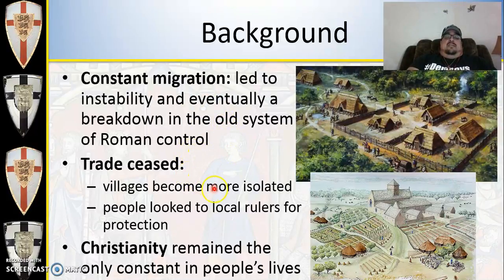Trade ceased. Villages became more isolated, so a lot of villages didn't trade with the main part of Rome. People looked for local rulers for protection. That's where the warlords came in. And Christianity remained the only constant in people's lives. So even with Rome going down and falling as an empire, we still saw religion remaining that constant for people. People still looked to God and Christianity for help and for guidance.